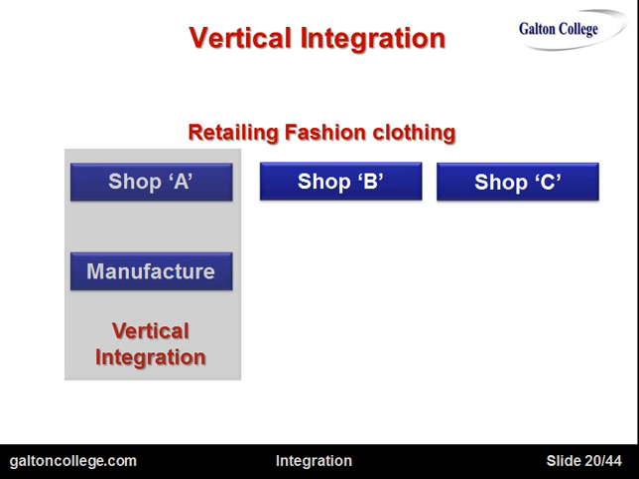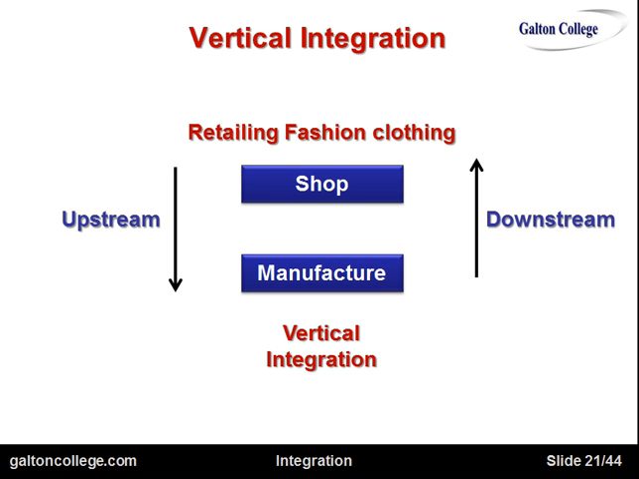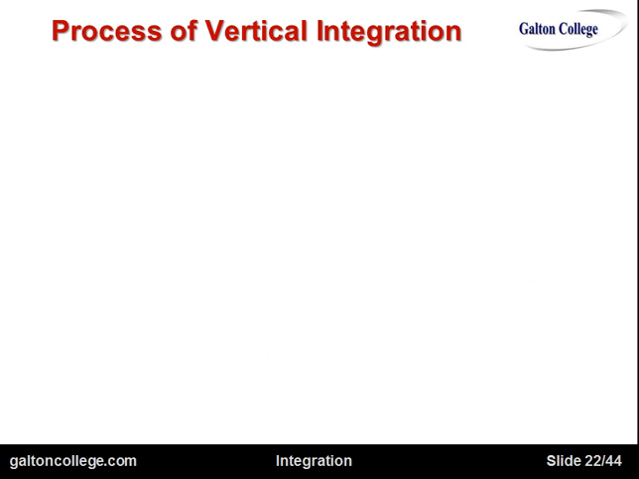Now, I mentioned earlier this idea of upstream and downstream. Downstream is when we're moving from manufacturing towards the customer. And upstream is when we're moving from the customer, or moving away from the customer, I should say, towards manufacturing. So we have two definitions there. And I'll mention it again shortly.